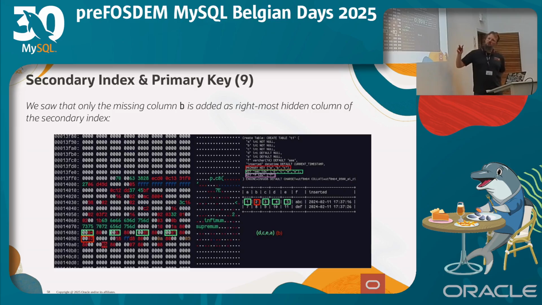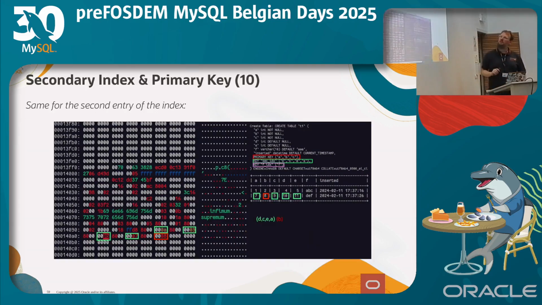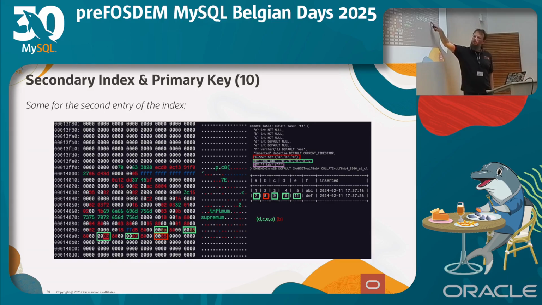So here, when we check, we see that the B, here in red, was added at the end of the secondary index page entry. You see there, 002, it's over there. So we have D, C, E, A, and B added to it. This is for the second entry we have in the table. We can see that the value of B, A is added at the end.